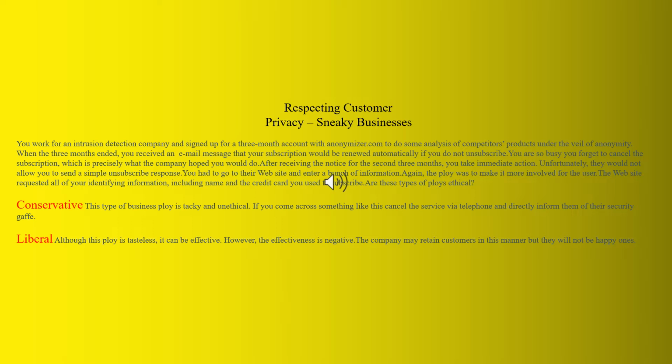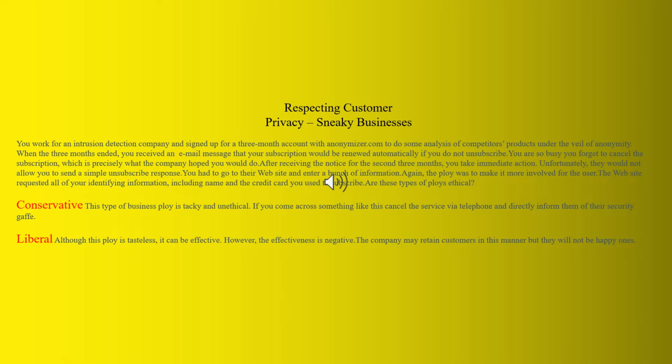When the 3 months ended, you receive an email message that your subscription would be renewed automatically if you do not unsubscribe. You are so busy you forgot to cancel the subscription, which is precisely what the company hoped you would do. After receiving the notice for the second 3 months, you take immediate action.